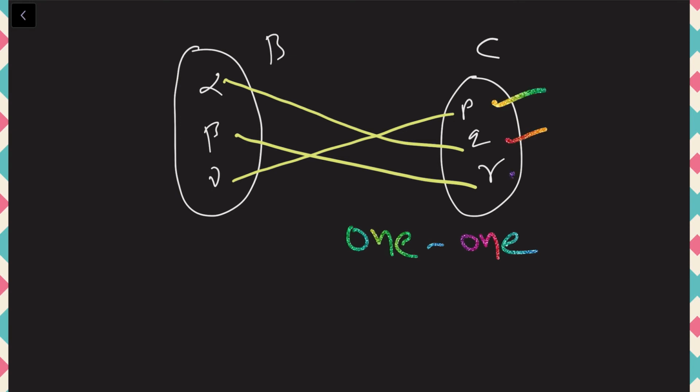P, Q, R will become the range. Codomain is also the same. So range and codomain are both equal to each other. Then this is onto also. This function is a 1-1 function as well as an onto function. So then we can conclude that this is also a bijection. Function f is a bijection as well as function g is also a bijection.